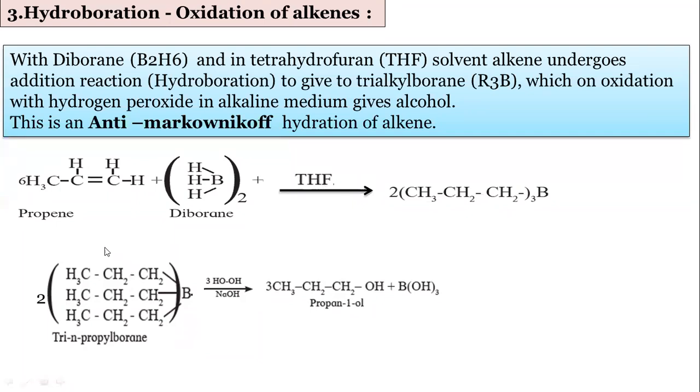So we have to take 6 molecules of propene here. See, this is diborane, B2H6, B2 and these 3 hydrogens. Again, it is doubled, B2H6. This is called diborane. Hydroboration means addition of B2H6. Remember, THF. So this is the first step. We get the trialkyl boranes. See, this is tri, 3 alkyl boranes.